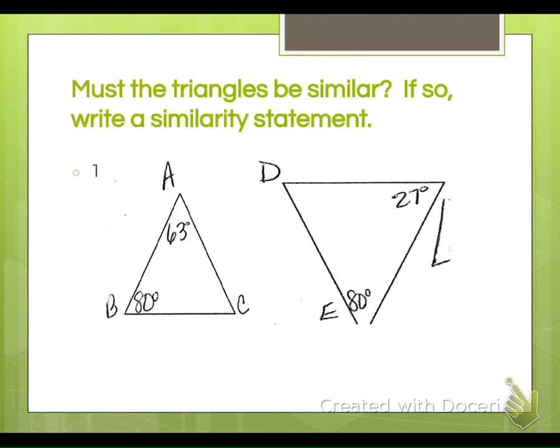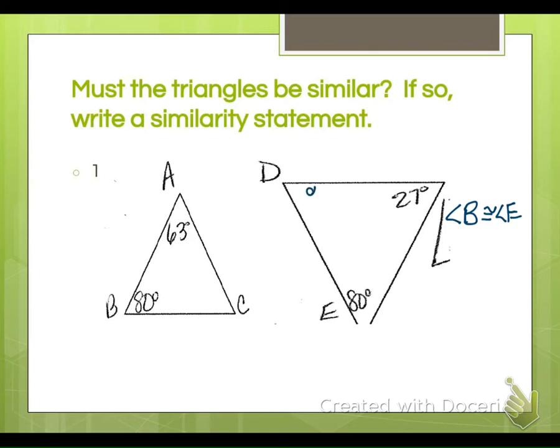So example 1, must the triangles be similar? And if so, write a similarity statement. So we're going to look at these and see if we know anything. We see that we have a 63-degree angle and an 80-degree angle. And over here we have an 80-degree angle and a 27-degree angle. Do we have any of those that match? Yep, the 80. So we have angle B is congruent to angle E. And we have two angles that don't match, so we can choose which angle we want to solve for. Either one of them will let us know. Do we want to solve for C or for B? D, sorry.